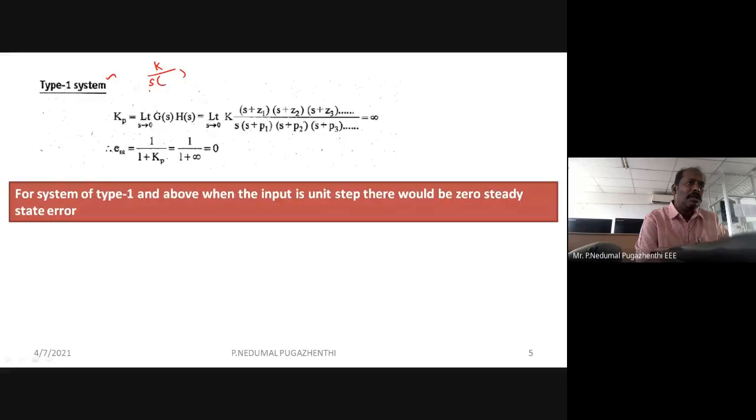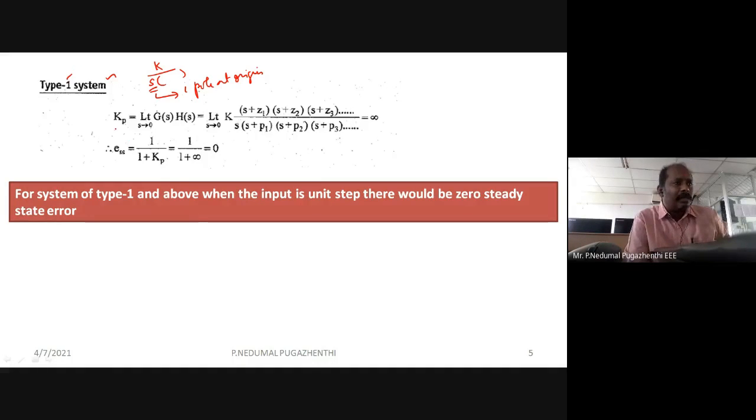The same way, if I apply it for a type 1 system, what will our system look like? There will be an s equal to 0 part in the denominator. Okay, one pole at the origin. This s provides you one pole at the origin. That one is what makes it type 1.